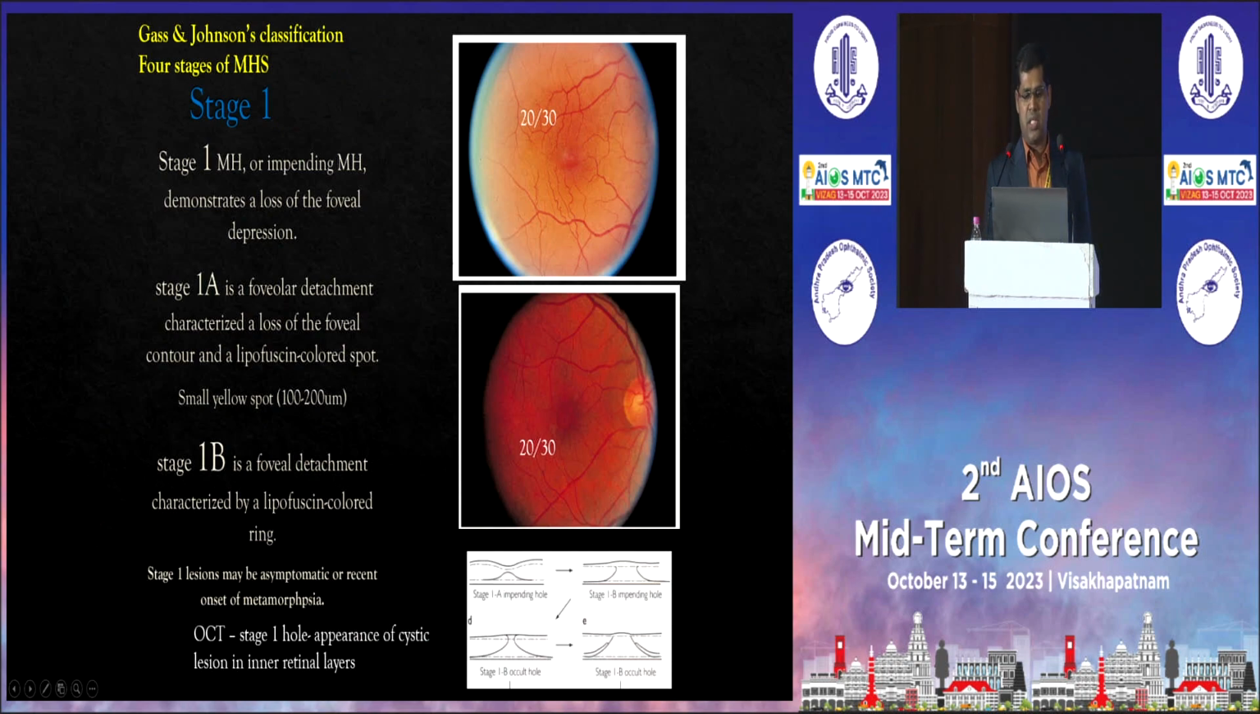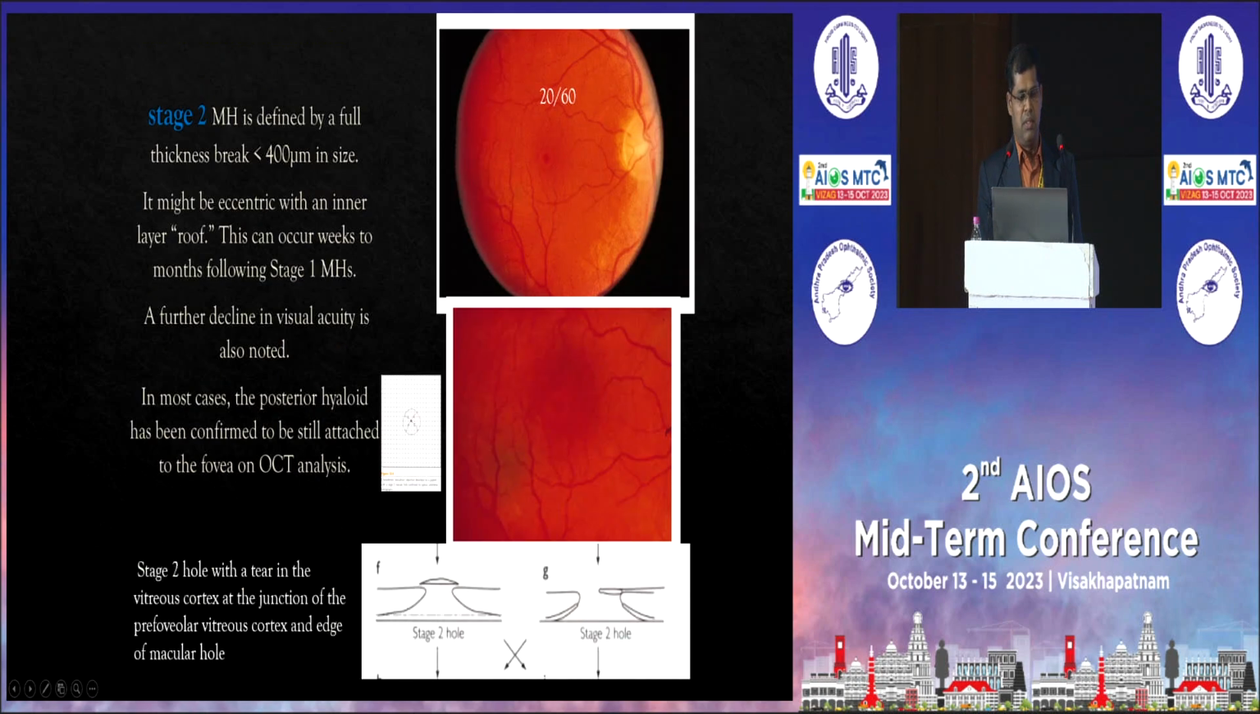Gass classification by slit lamp examination: stage 1 has 1A and 1B, where we see a yellow reflex, and the yellow ring depends upon the lipofuscin distribution. Here the vision is normal. The patients may be asymptomatic, and this is the OCT picture which depicts it. Coming to the stage 2 macular hole, the size is less than 400 microns. On OCT, the posterior hyaloid may be detached at one edge, and the patient complains of a pincushion effect.